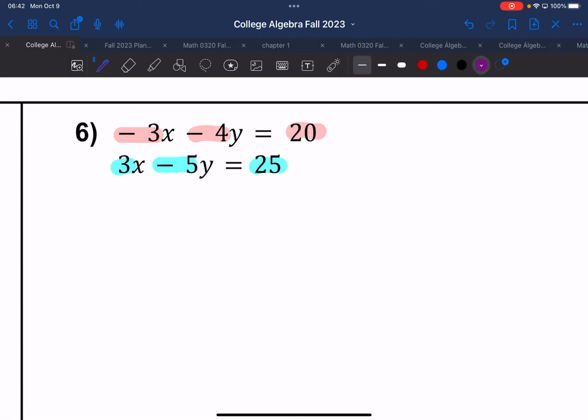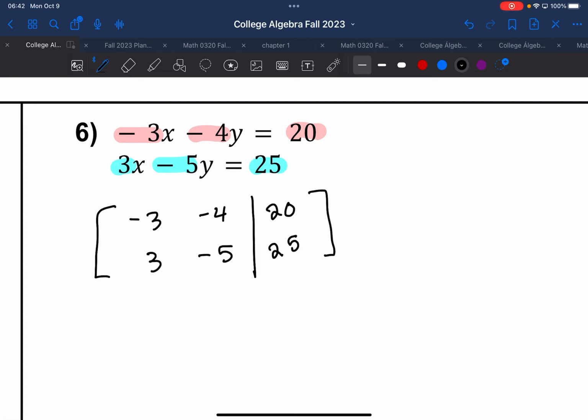Okay, so I start my matrix. I write the first 2 numbers in front of my x and y, so -3, -4. I write my numbers in front of x and y in the second equation, so 3 and -5. Draw my equal sign bar, and then what each of them are equal to. And that's my answer.